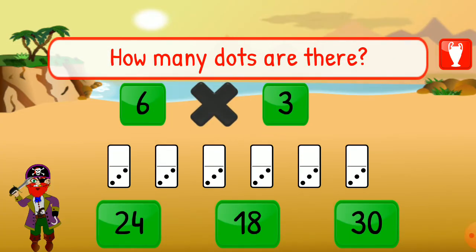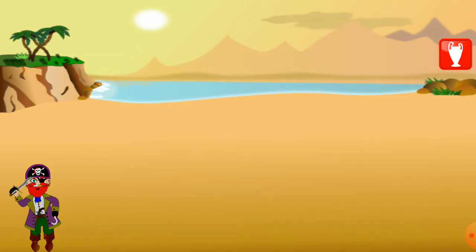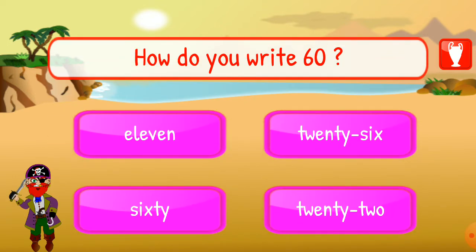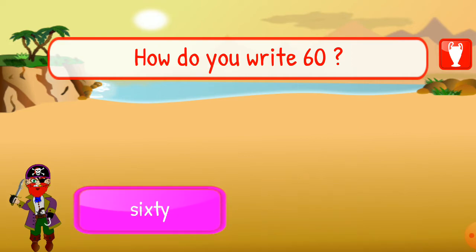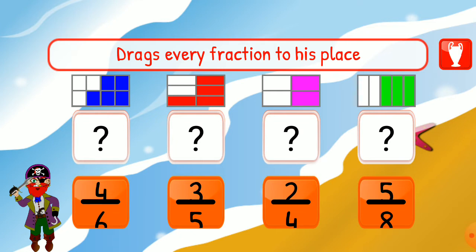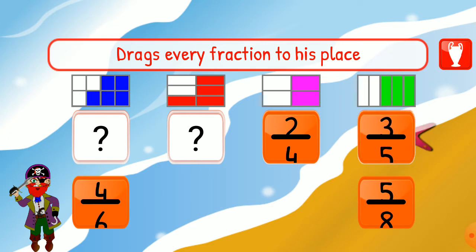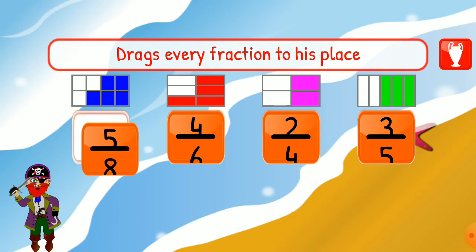Six multiply 3. 6 3 is 18. How do you write 60? It's S-I-X-T-Y 60. Yes. Drags every fraction to its place. Okay. This is 2 by 4. This one is 3 by 5. 4 by 6. 5 by 8.